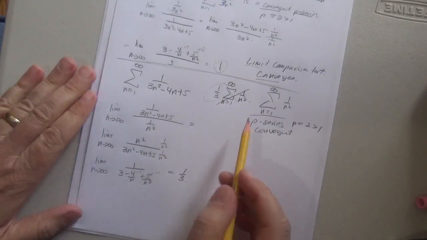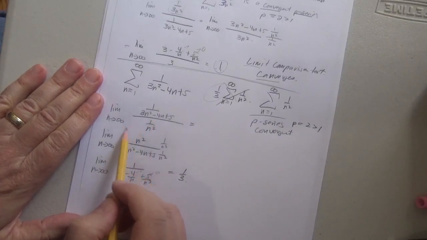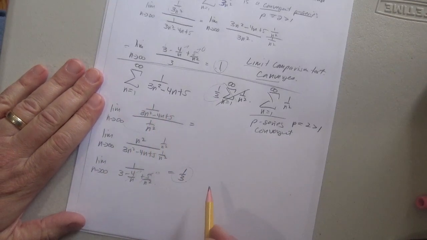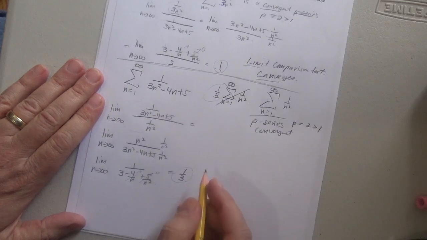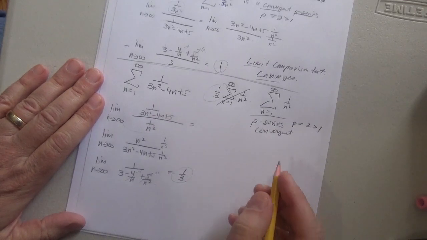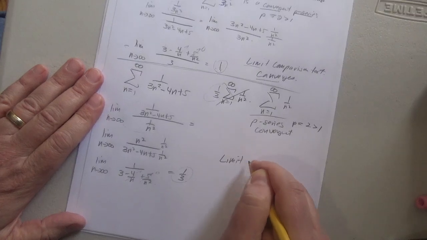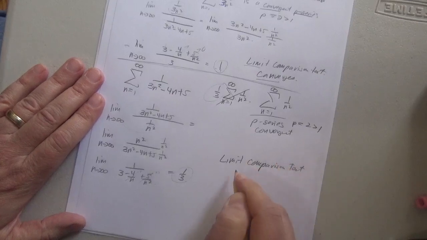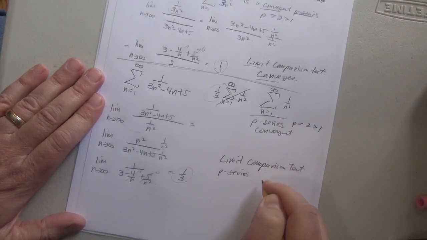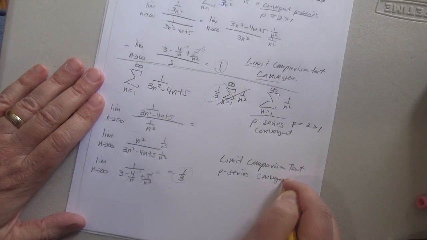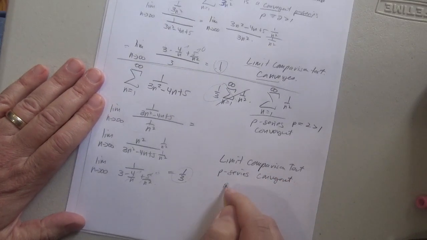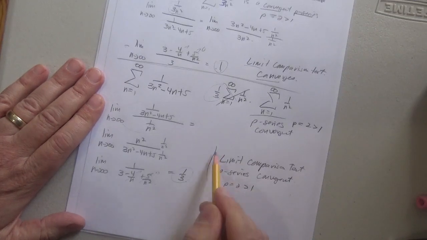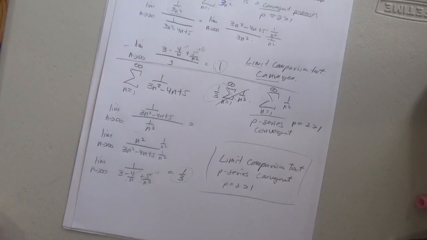Regardless, as long as the limit of these two series is finite, meaning not infinity, and it's not 0, we can say that it converges by the limit comparison test. So we write limit comparison test. You don't really need to rewrite this, but I like to put it all in one spot. P series, convergent, p is equal to 2, greater than 1. It just makes it easier for the grader. They can look and see all the tests that you used.